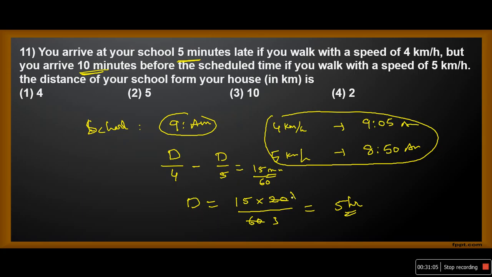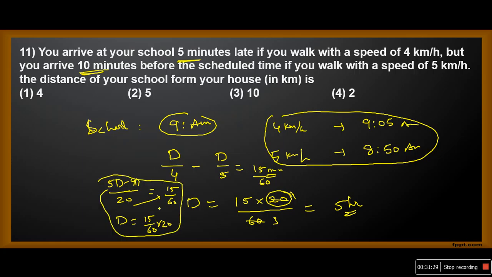How are we getting this 20? You may get confusion here. Simple. What is the LCM of 4 and 5? 20. So 5D minus 4D equals 15 by 60. That is how we are getting this 20 here. 5D minus 4D is how much? D. D equals 15 by 60 into 20. Okay. I wrote that directly. So the answer is 5 km. So option 2 is the answer.